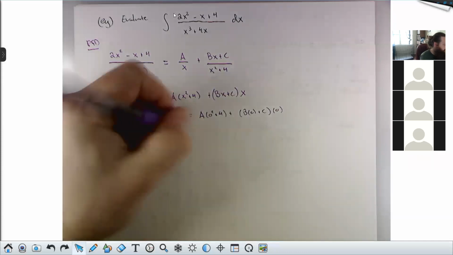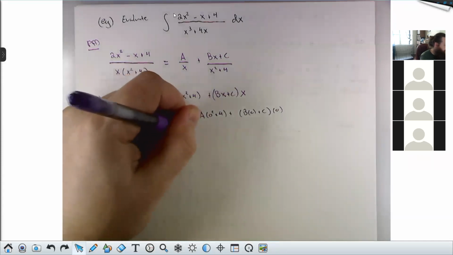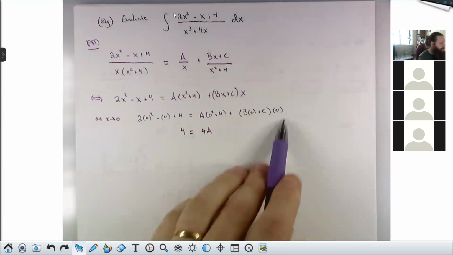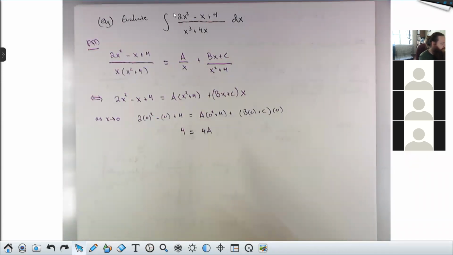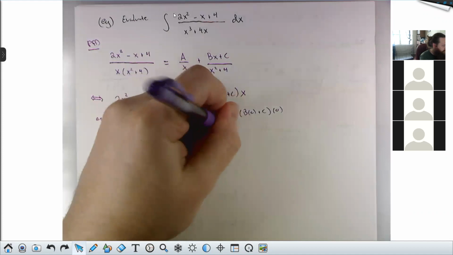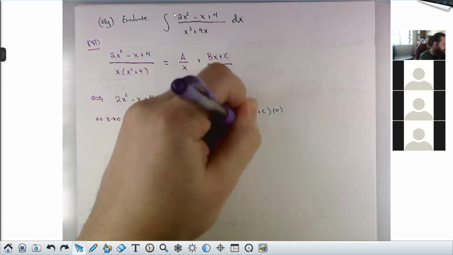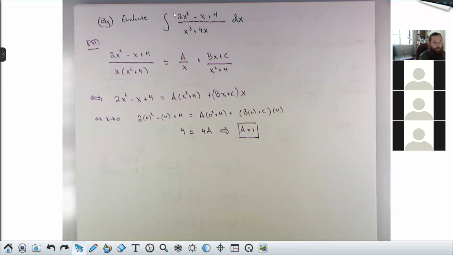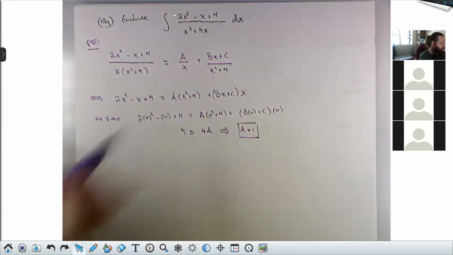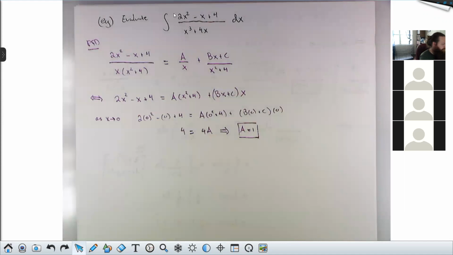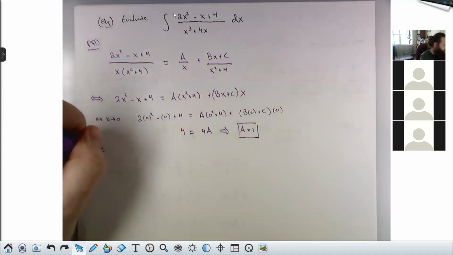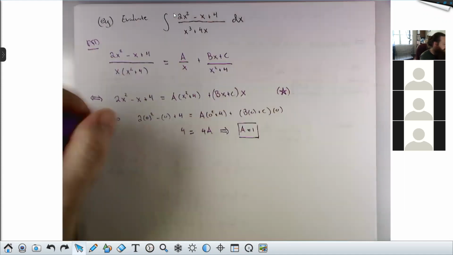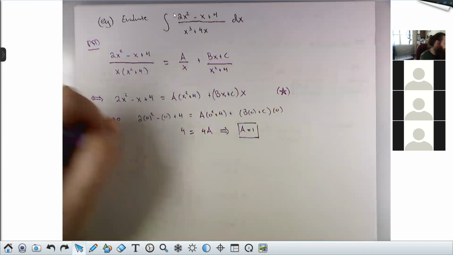The left-hand side is just 4. And the right-hand side is 4a. This whole piece is 0. This is 0 plus 4. So a is 1 again. Now I rewrite this equation, having plugged in the A. I do like to name these sometimes. I'll call this star.